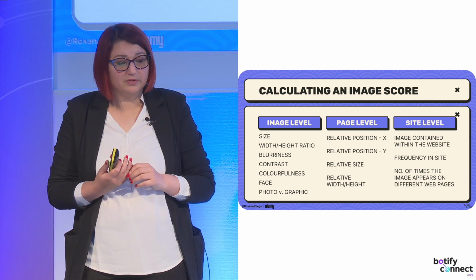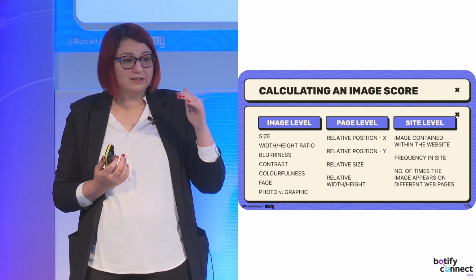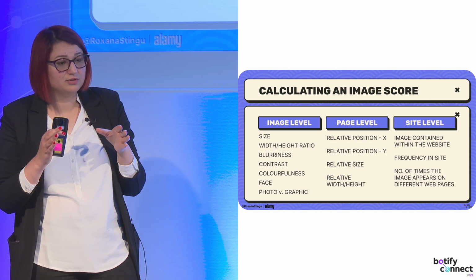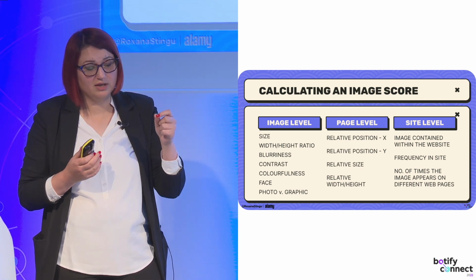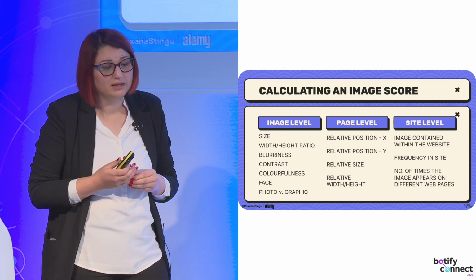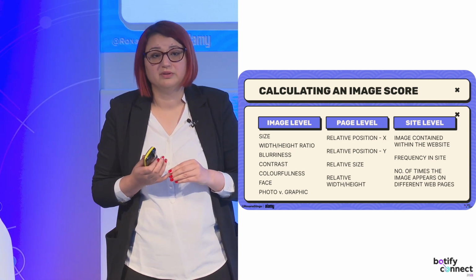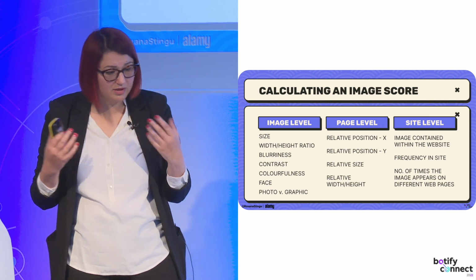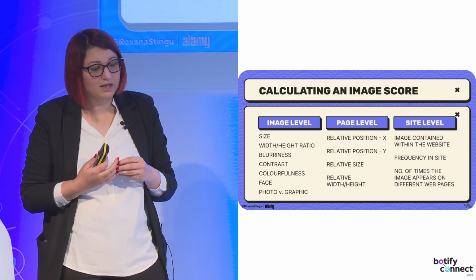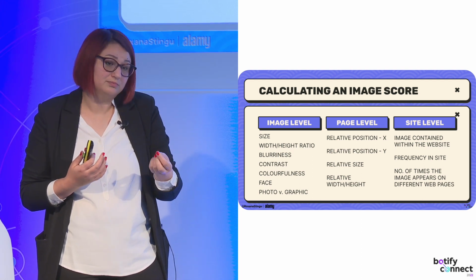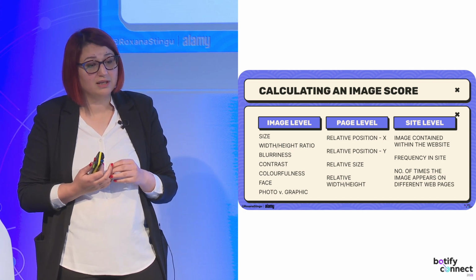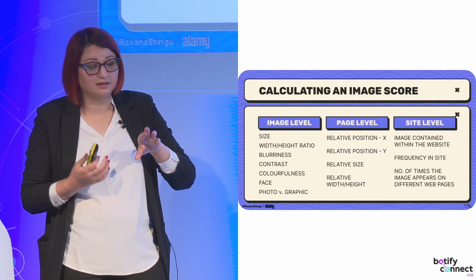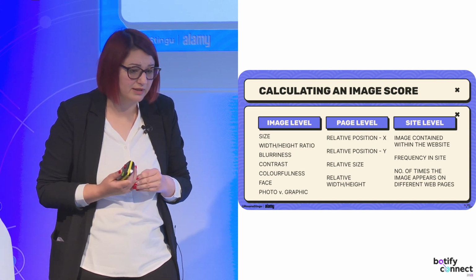And these features that Google looks at, they're at different levels. You have features that have to do with the image, so image level, that are about the image size, the width-height ratio, if the image is blurry or sharp, if it has great contrast, if it's very colorful and it will attract the eye, if it has faces in it, so pretty much if it's depicting people. And then also looking, is it like a photograph or is it like a computer-generated graphic?